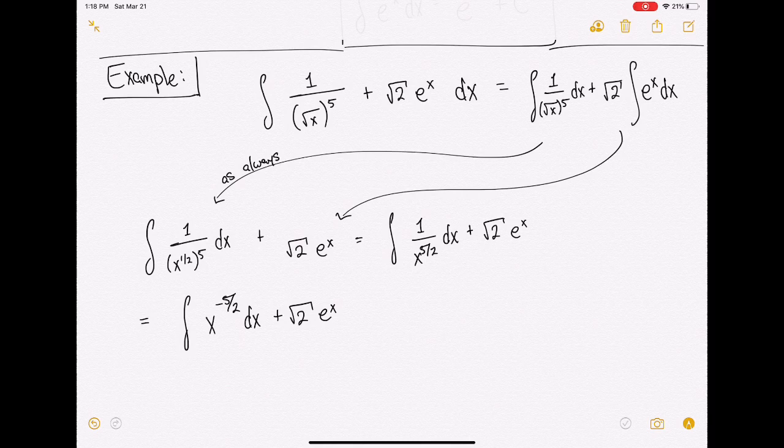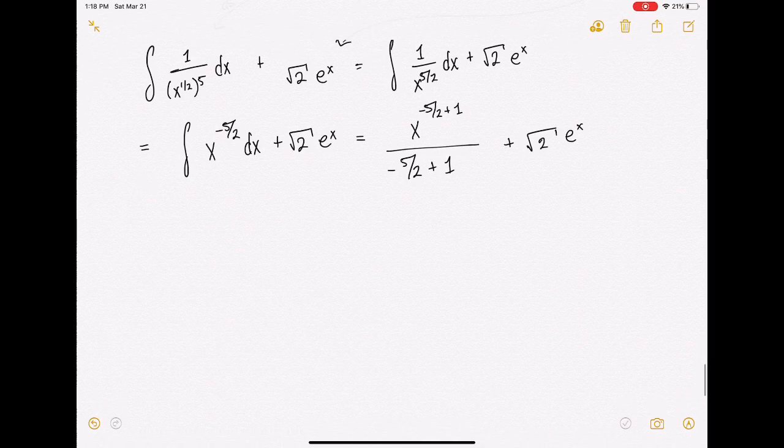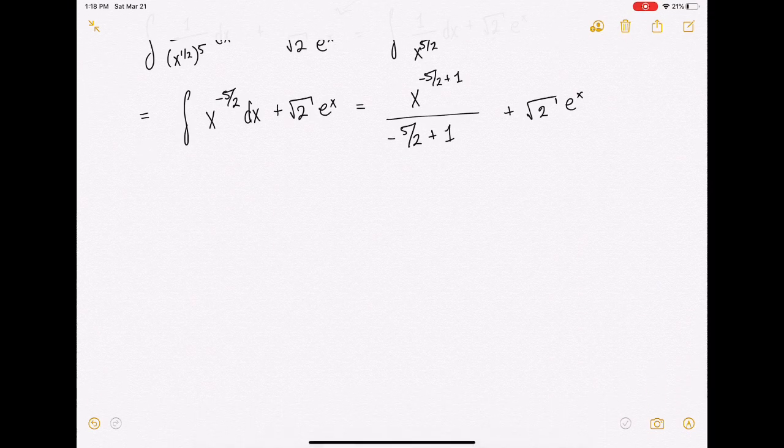So now that we're looking at x to the negative 5/2, this makes a lot more sense as to how I can use my power rule. I just take x to the negative 5/2, I add 1 to it, and I divide by negative 5/2 plus 1. And as always with exams and whatnot, I would have no problem with you turning in a solution of this form. But I'm going to simplify it a little bit more.